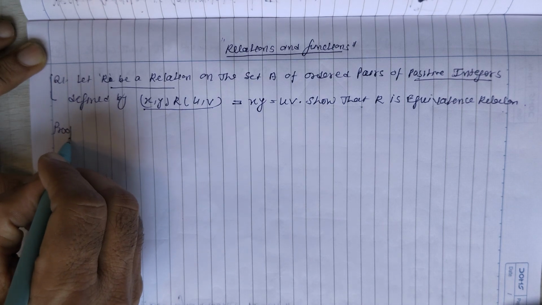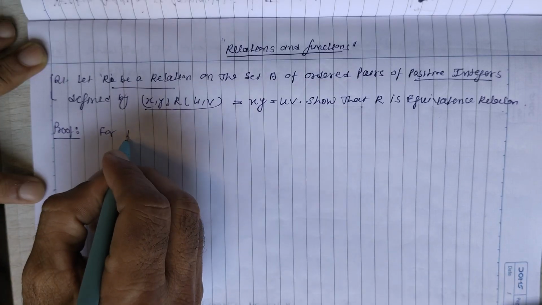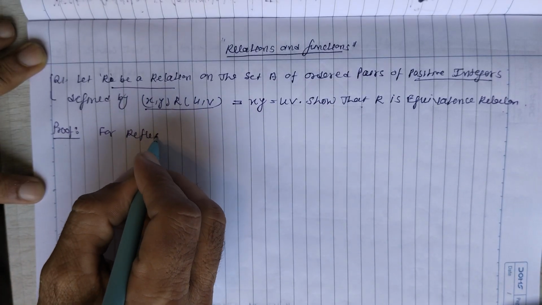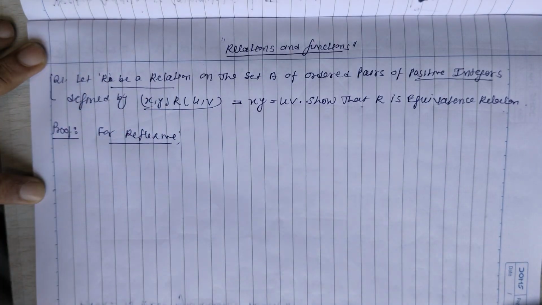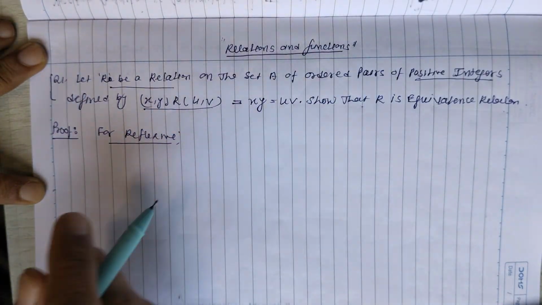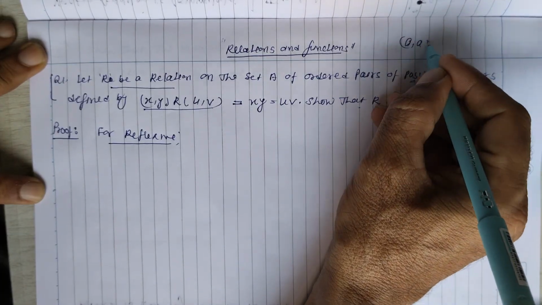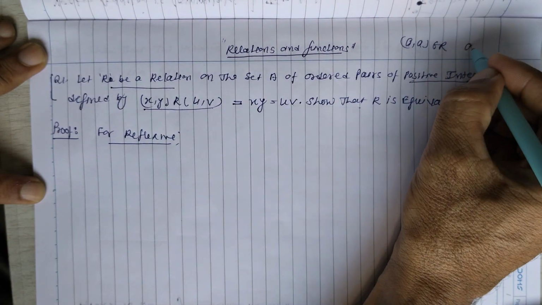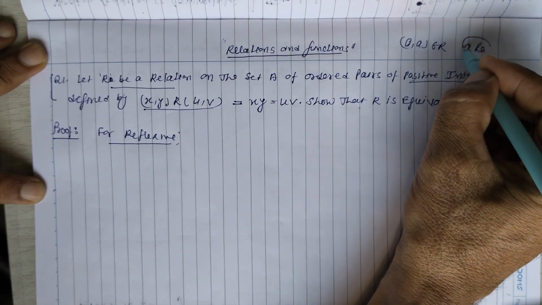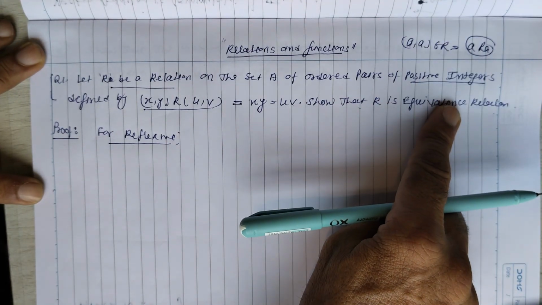So to prove that it is equivalence, we have to prove it reflexive, symmetric and transitive. So firstly we will start from reflexive. What is the definition of reflexive relation? A related to A, or (a, a) belongs to R. A element related to itself.